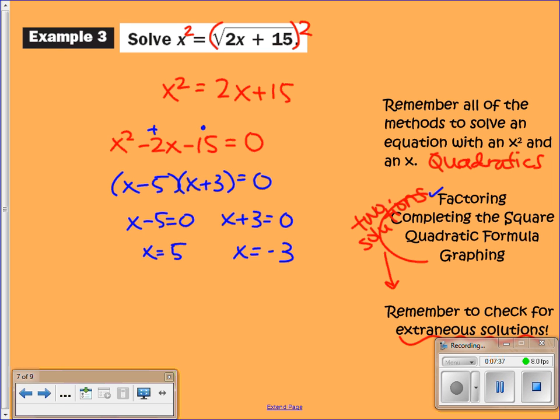Let's check it out. If I plug it back into the original equation, that's 5 equals the square root of 10 plus 15, which is 25. This one does work out. Here, this is negative 3 equals the square root of 2 times negative 3, negative 6 plus 15 would be 9.